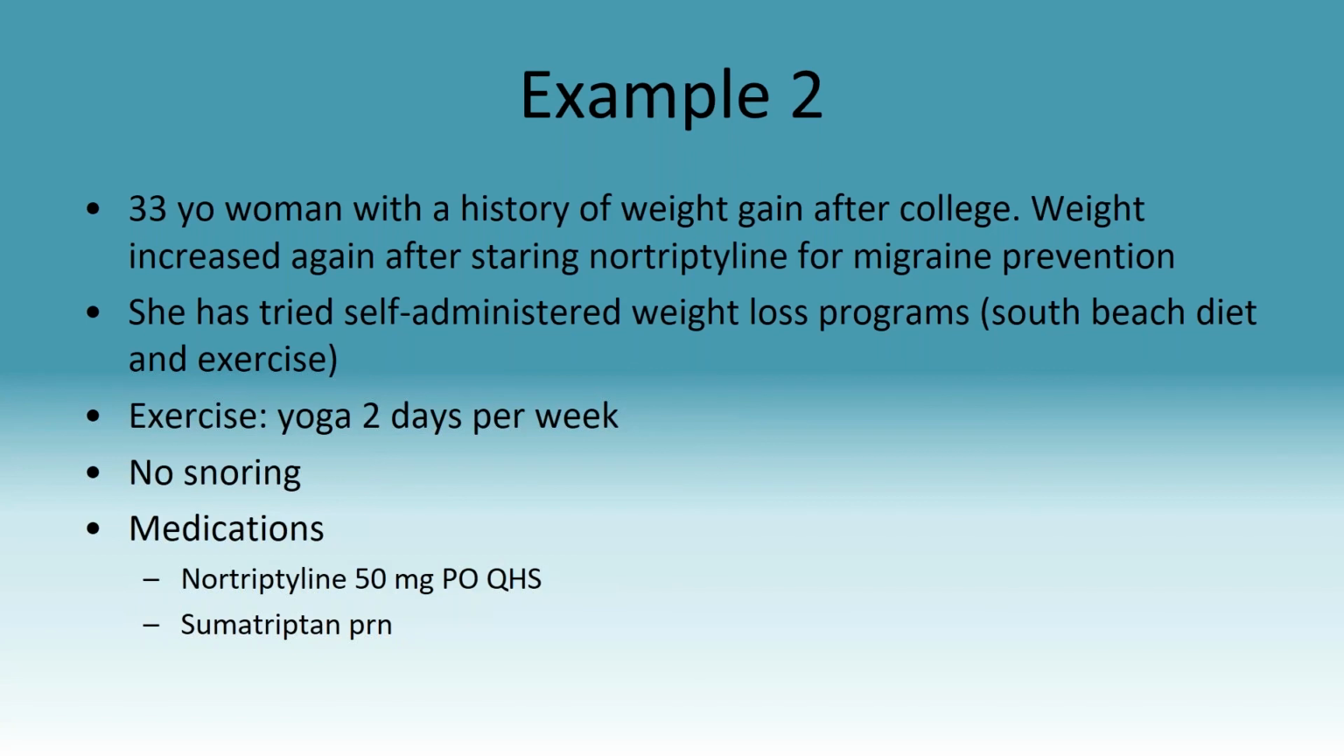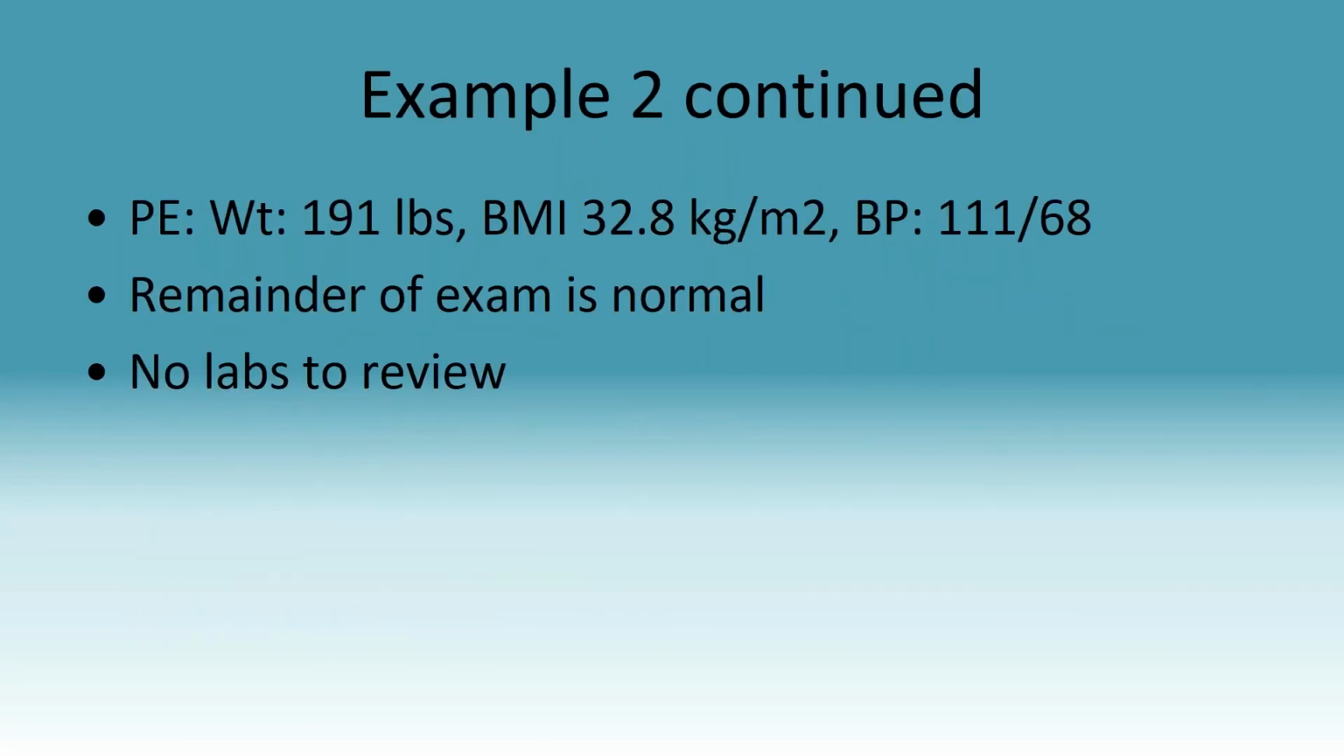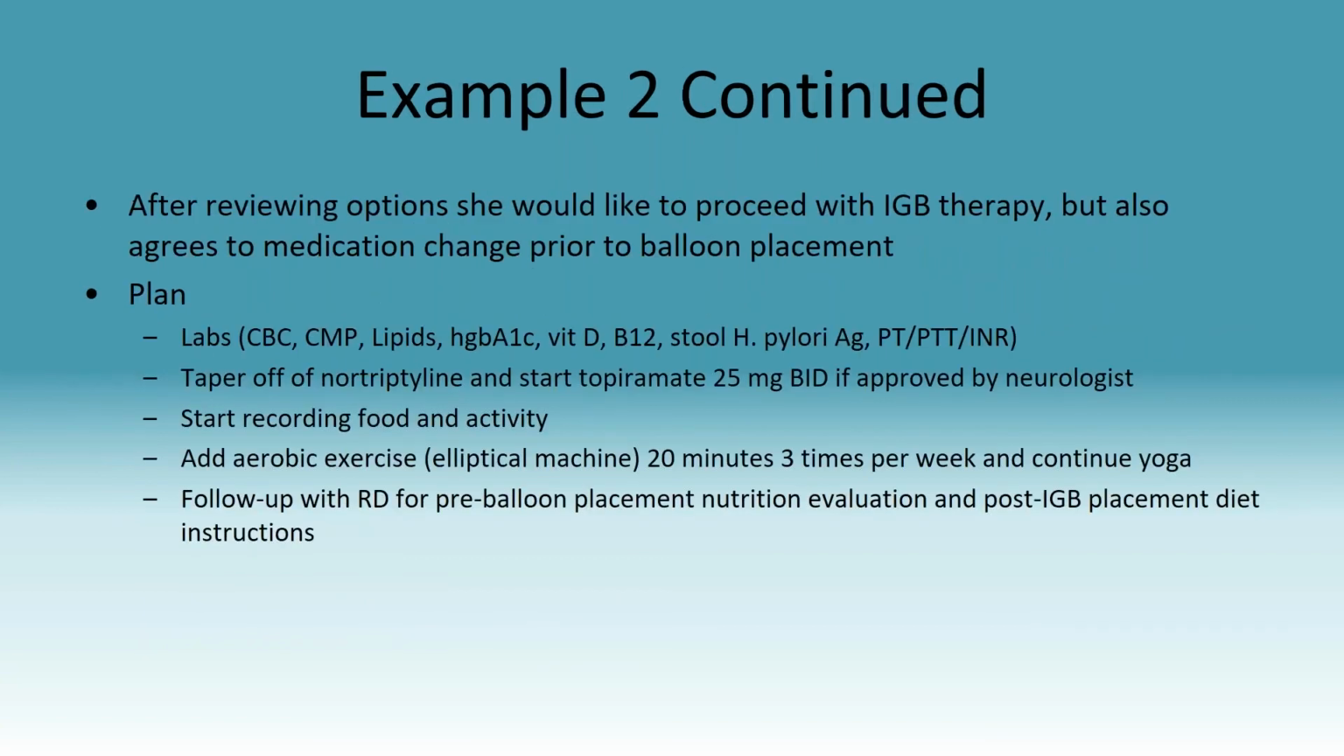She doesn't snore, and her current medications include nortriptyline 50 milligrams at night and sumatriptan as needed. Her weight was 191 pounds, BMI 32.8, blood pressure of 111/68. The remainder of her exam is normal, and again, she comes to clinic with no labs to review. So after reviewing options, she would like to proceed with intragastric balloon therapy, but also agrees to a medication change prior to balloon placement. So the plan in this patient was to, again, check labs.